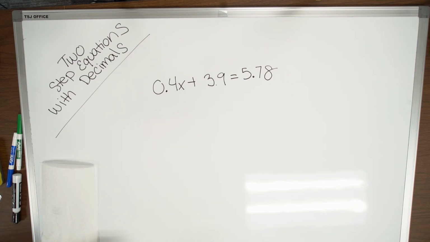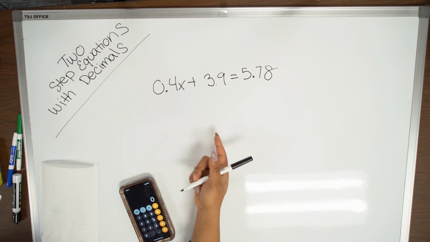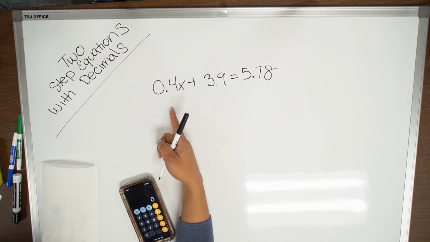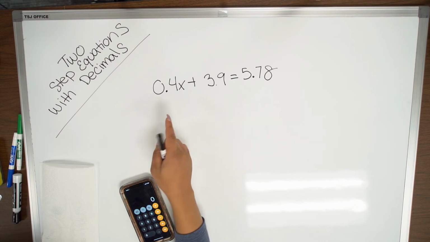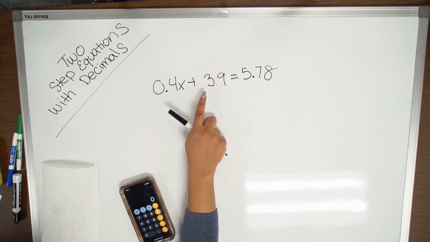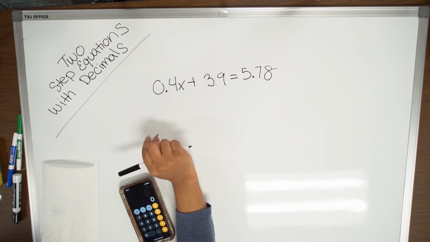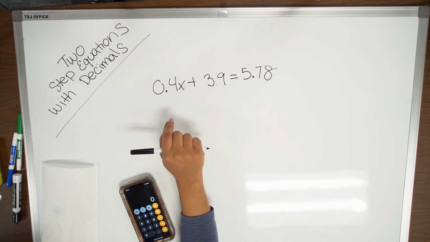So, I am going to cheat. I do have my calculator out, so feel free to get your calculator. What we're going to do is, this is just like a regular two-step equation without decimals. You have to do the same steps. It's just you're doing it with decimals, and you have to make sure that you keep track of your decimals, because that essentially is one of the things that will determine if your problem is right or wrong.